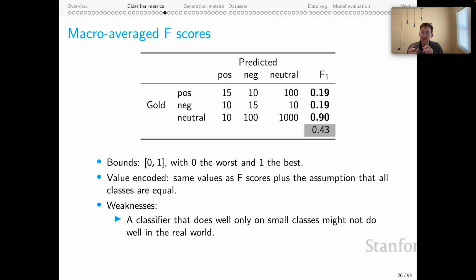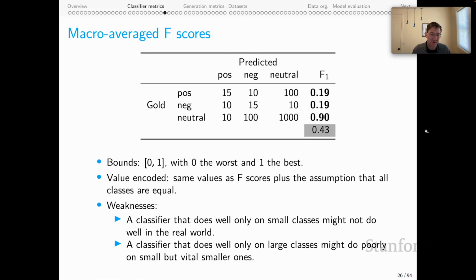real world. That's the kind of dual of caring a lot about small classes. Suppose you do obsess over positive and negative in the scenario, and you do really well on them, but at the cost of neutral. Well, in the real world, your system is encountering mostly neutral cases. If it's failing on them, it might look like a really bad system.